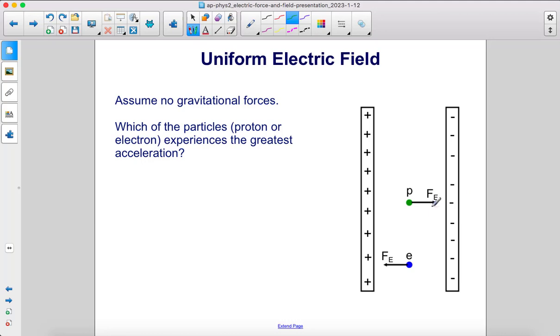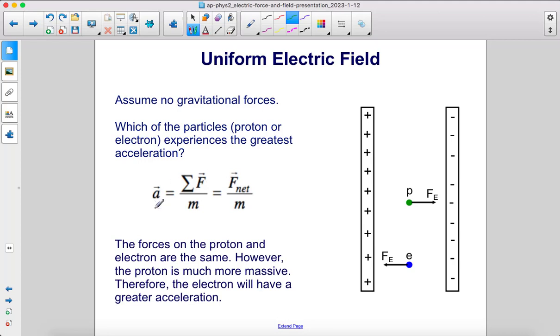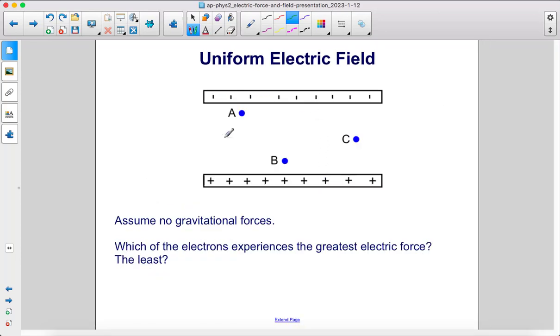Alright, so now that we know they experience the same force but in opposite directions, which of these particles experiences the greatest acceleration? Well, remember, acceleration equals net force over mass. So mass and acceleration are inversely proportional. The forces on the proton and electron are the same. However, the proton is much more massive. Therefore, the electron will have a greater acceleration. So if your mass is smaller, your acceleration increases. These are inversely proportional. Here's another problem.